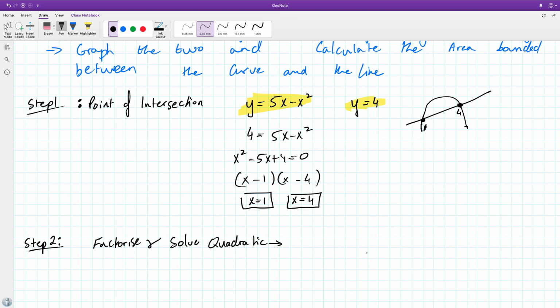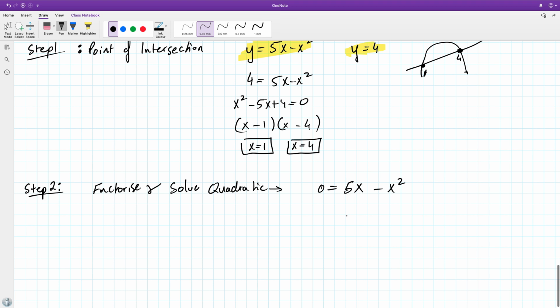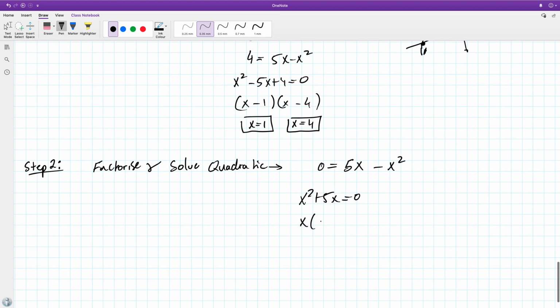So factorizing and solving our quadratic, we set it equal to 0. So that's 0 is equal to 5x minus x squared. Take out a common factor. I'm going to move everything to the right actually, to make things a bit easier. x squared plus 5x is equal to 0. Is that alright? Take out a common x. You're left with x plus 5 is equal to 0.